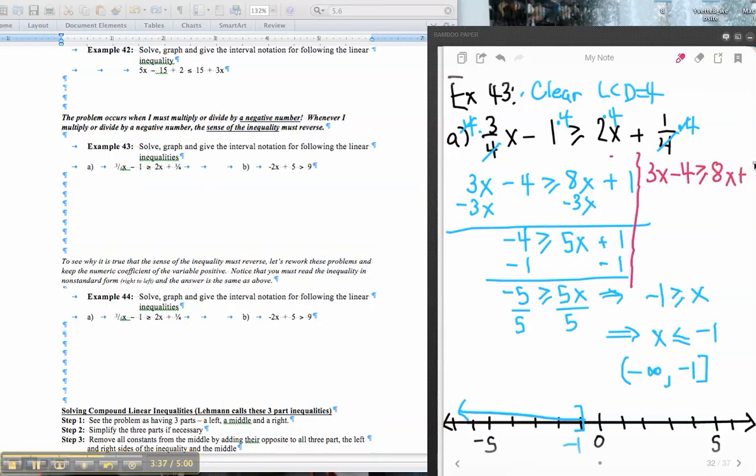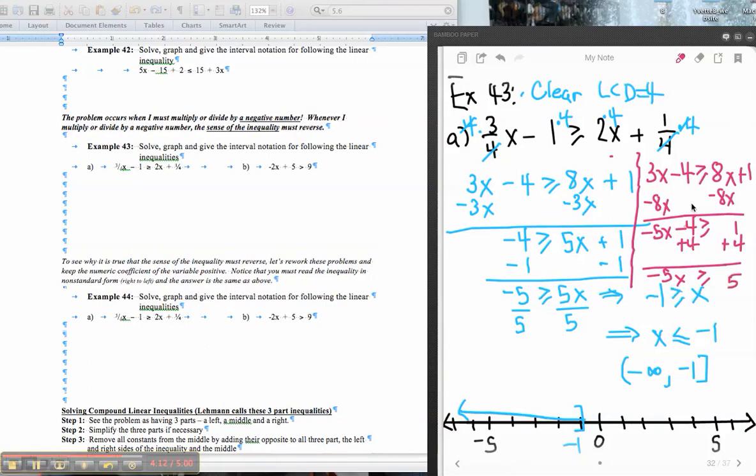This time I'm going to go ahead and move the 8x to the left-hand side. And so when I do this, what I'm going to see is a negative 5x on this side, and then minus 4, and then greater than or equal to, and there's 1 over here, and then moving the 4 to this side, and now I'm going to see that this is a negative 5x, and then that's greater than or equal to a positive 5.